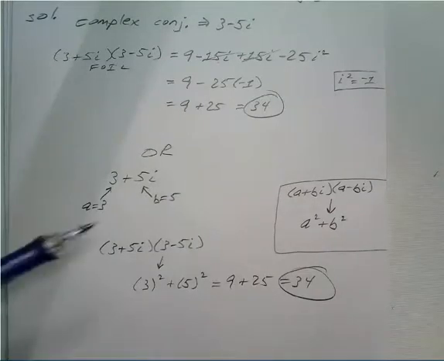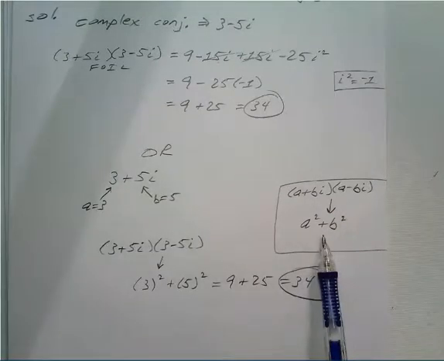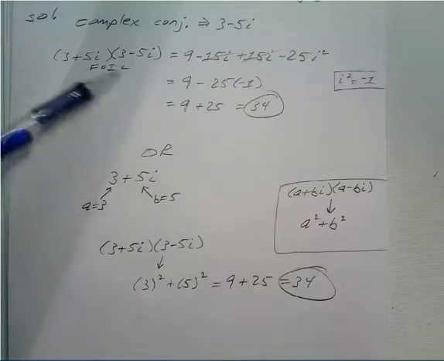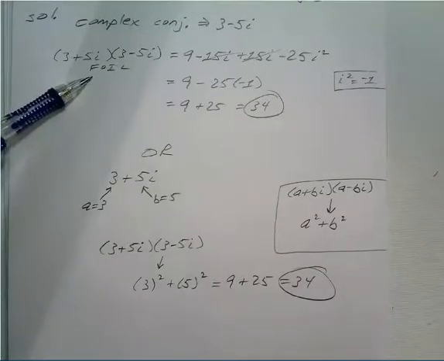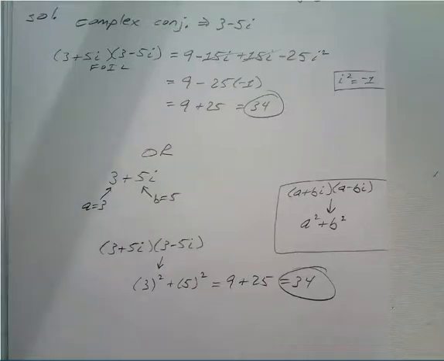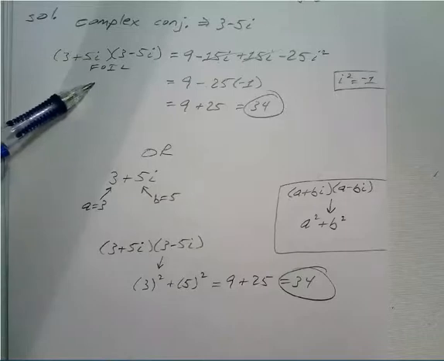Okay, so even if you choose not to use this formula, you're just a FOIL method away from the right answer. Pretty much the choice is yours as to which one you want to use. If you're okay with memorizing this, you're good. But if not, the FOIL method will give you the same thing. All right.